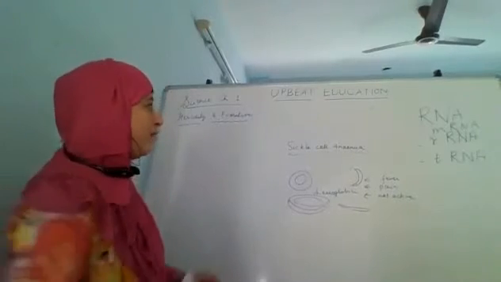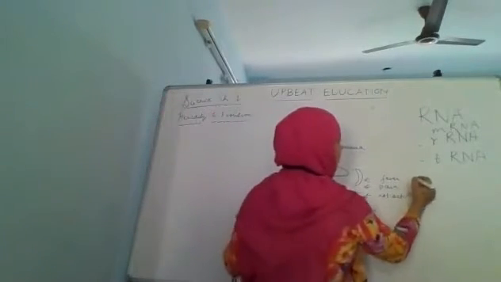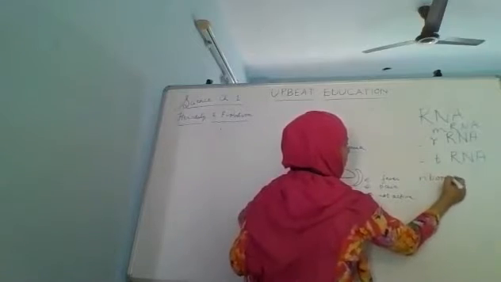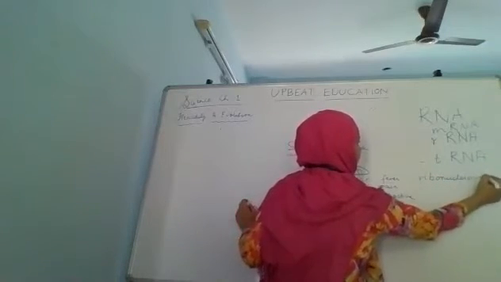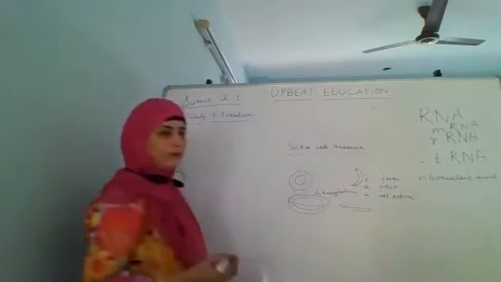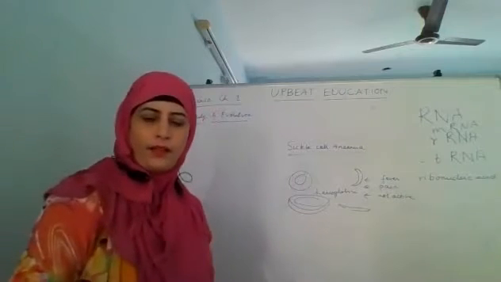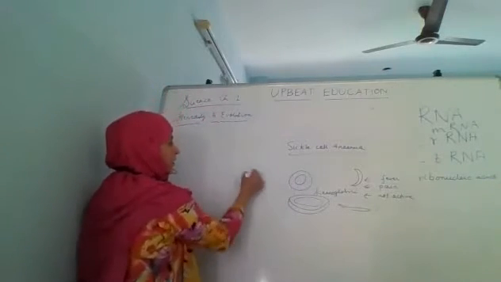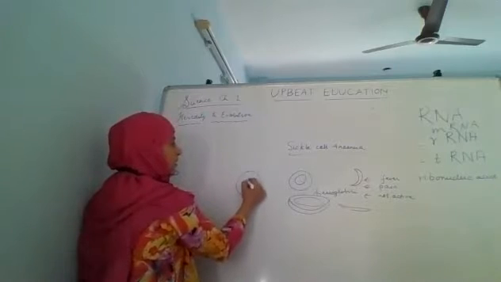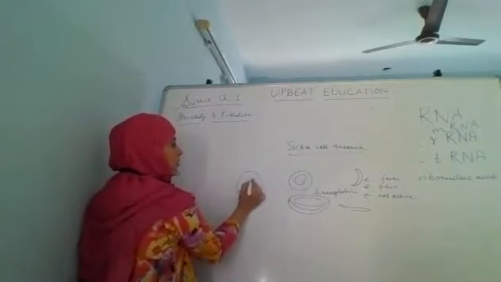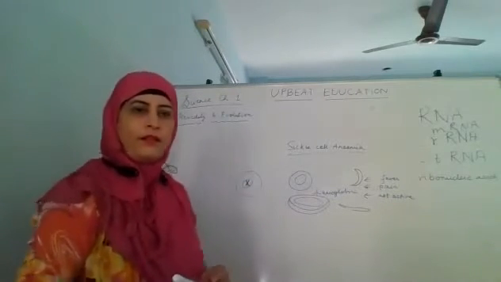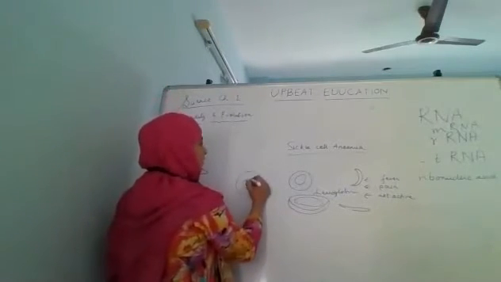Now, what is the RNA full form? It is also in the nucleus: ribonucleic acid. Okay, that is RNA. Now, in the cell, in the nucleus, there are the chromosomes. You can see the centromere and this type of a chromosome, right?